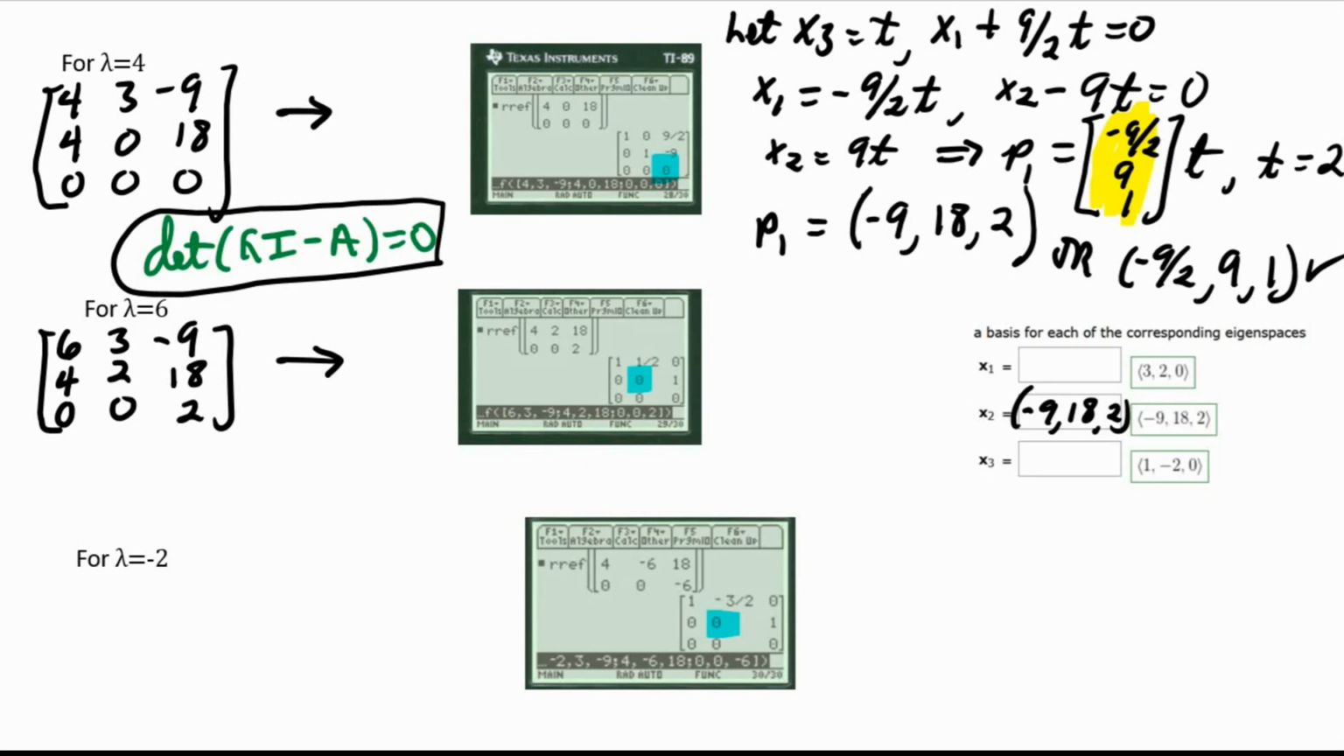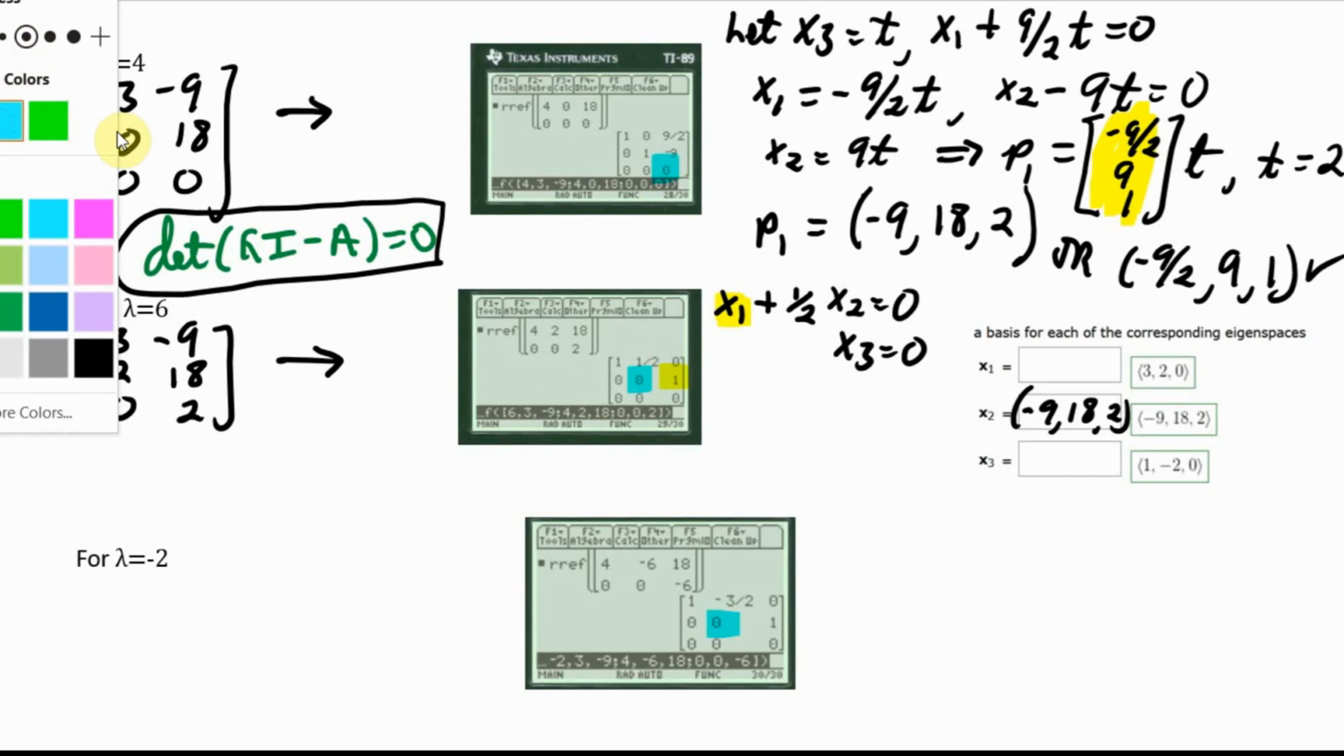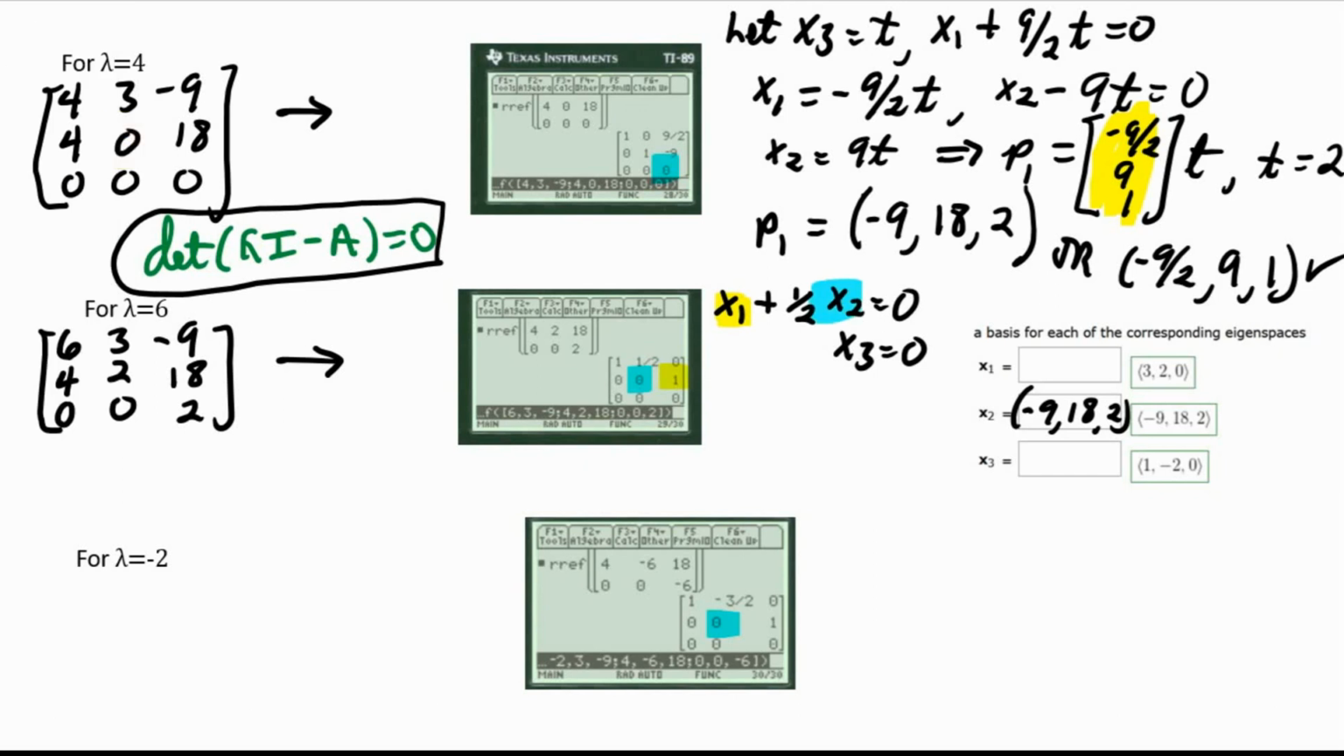Now notice that this one here should actually be in that third row if you look at the terms. So basically this is x sub 1 plus 1/2 x sub 2 is equal to 0, and then that second row says x sub 3 is equal to 0. So x sub 3 goes out, it's 0. So x sub 1 depends on x sub 2, right? So that's what I was saying.